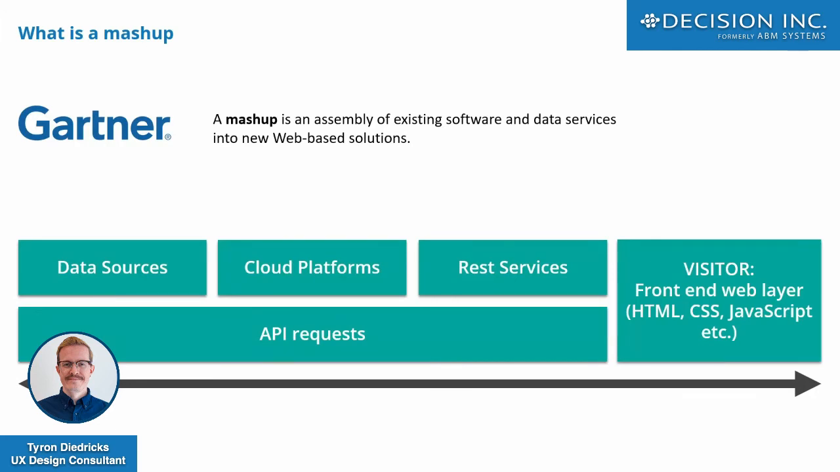A user or a visitor can view a website, whether that's an intranet or an externally facing website, and they are met with a front-end web layer, which is essentially a bunch of HTML, CSS, JavaScript, and a few other web technologies, which then customize the appearance, the look and feel of the front end, all the while using API requests to gather information from various data sources, cloud platforms, and REST services. In our particular situation, we leverage Qlik as the data source and also utilize their API requests to dynamically change data on the front end of the web layer.